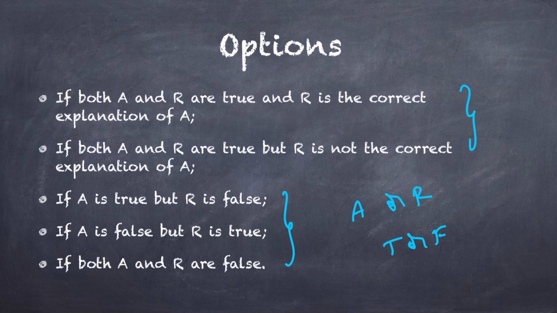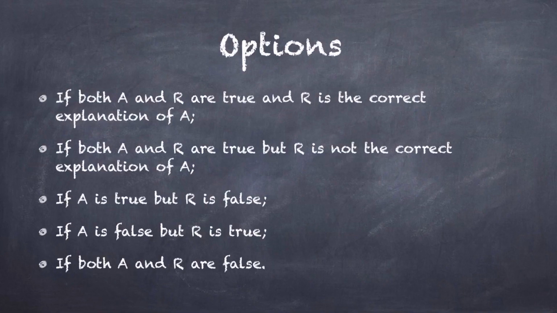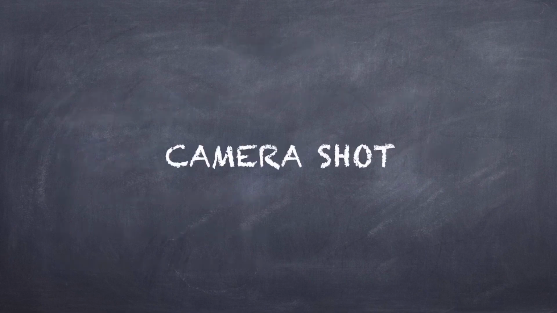But what about these two? If both assertion and reason are true, insert or apply because, or due to, or so that, or that's why after the assertion statement. Check whether the assertion and reason are related. Then option 1 is the correct answer. What if assertion and reason are not appropriate? Then option 2 is the right answer. You may find it confusing, but once you solve a couple of questions, you'll feel a lot better.